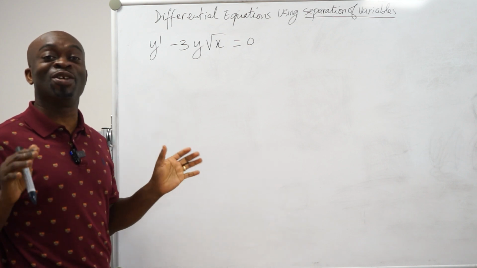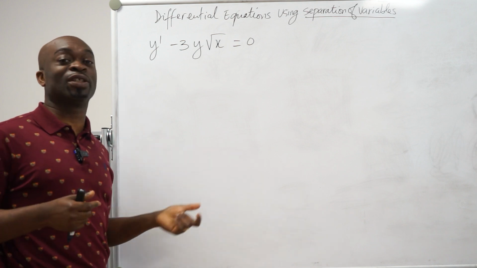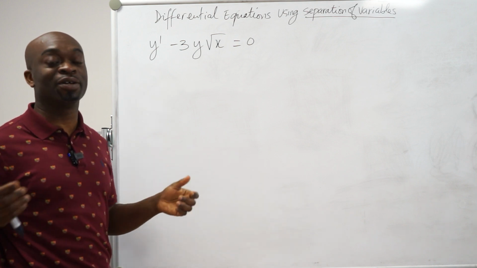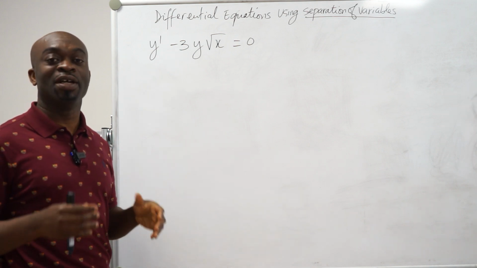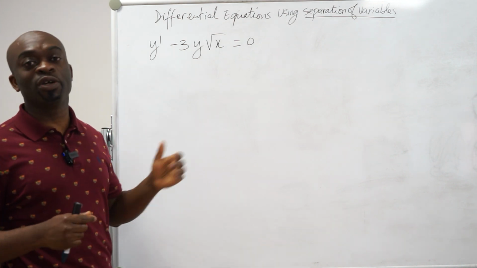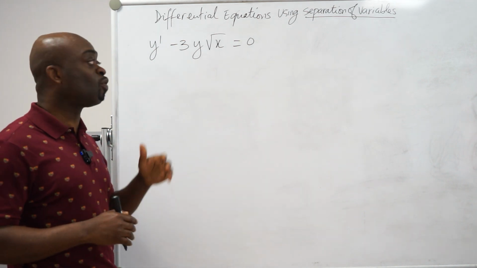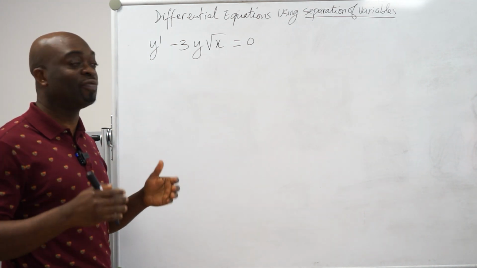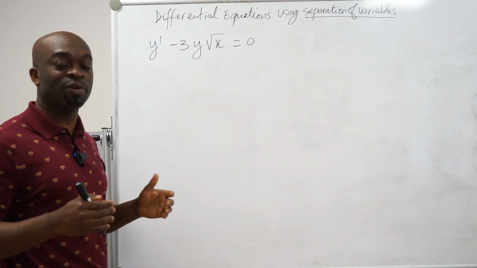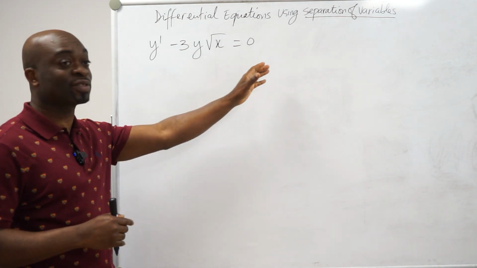There's no apparent reason why, because somebody could have the x on the left and the y on the right. It doesn't matter. You're still going to get the same answer. But just to keep things in order and easier for yourself, we're going to leave y on the left side. So we have y prime minus 3y square root of x equals 0, and we want y on the left side and x on the right side.